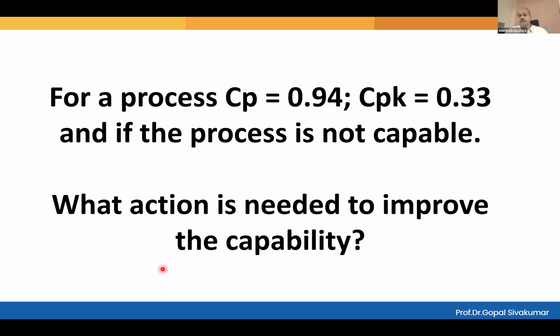Now tell me, for a process, CP equal to 0.94, CPK equal to 0.33, and the process is not capable, what action is needed? Tell me, all of you, what action is needed? The process needs to be consistent and also to be centered. We need to bring the mean closer to target. Very good. I like this statement. Move the mean closer to the target.